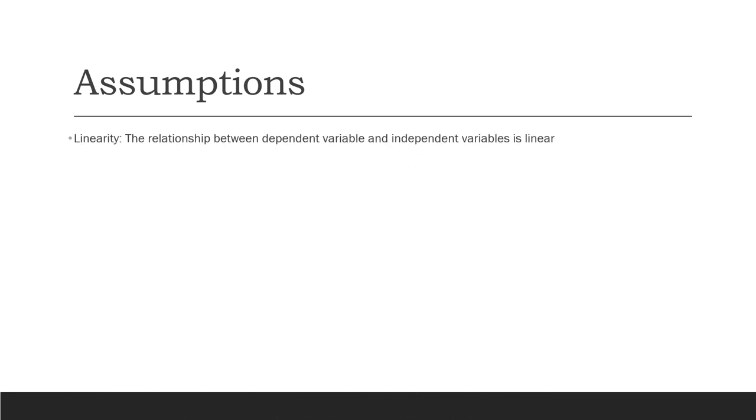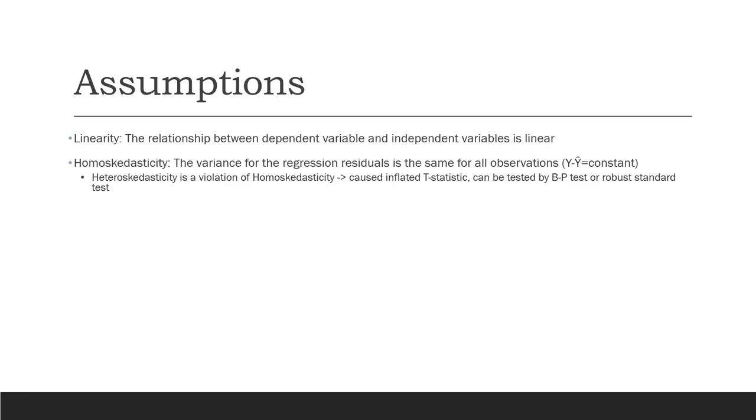The first, linearity, is simple, because this is a regression model. It still needs to satisfy the condition of linearity. The relationship between the dependent variable and independent variables is linear. The second assumption is homoscedasticity. I don't blame you if you cannot remember this word, but basically it says that the variance of the regression residuals is the same for all observations, which also gives us another concept: heteroscedasticity is a violation of homoscedasticity.